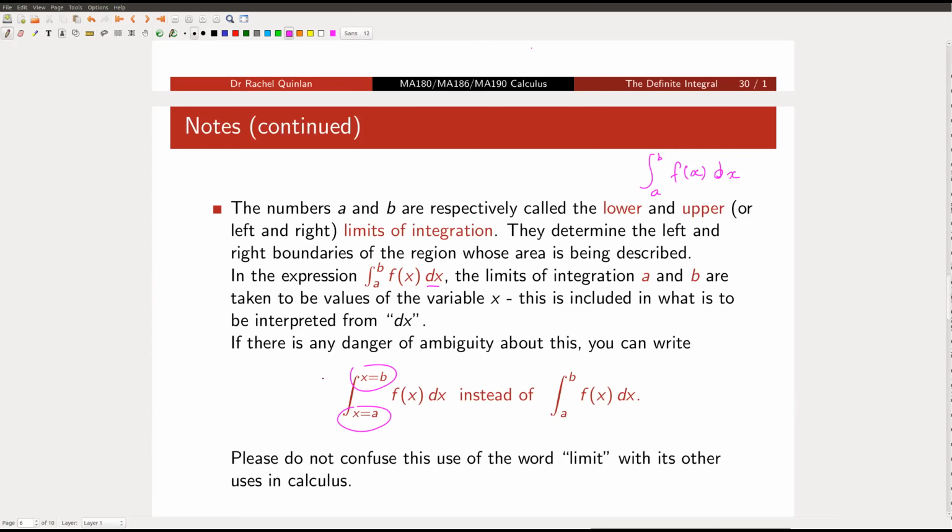Another remark about this is that this use of the word limit is completely unrelated to its other uses in calculus, like where you're calculating limits of functions as the variable approaches some value or approaches infinity. So these are the limits of integration. It's a good thing to have the word limit in your vocabulary in this context, but try to avoid the risk of confusing it with other uses of the word limit in calculus, of which, as we know, there are plenty. So, okay, that's the various bits.